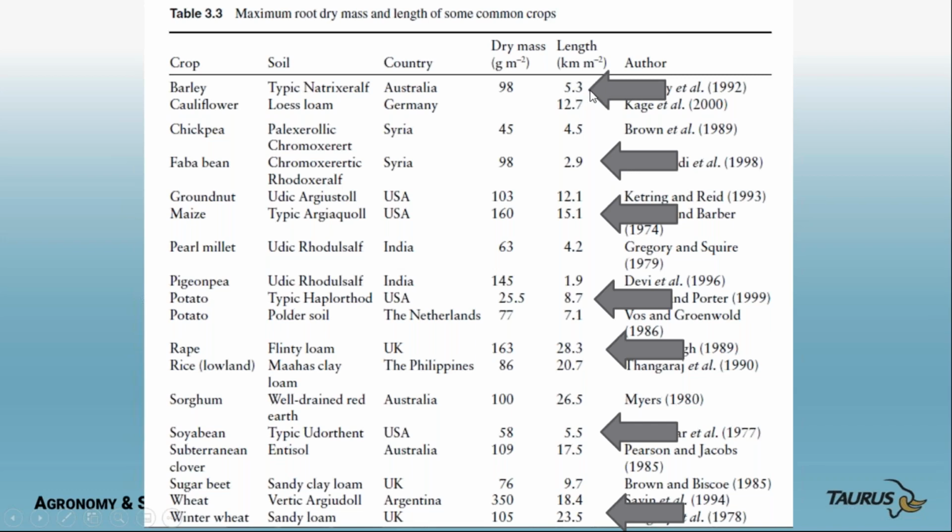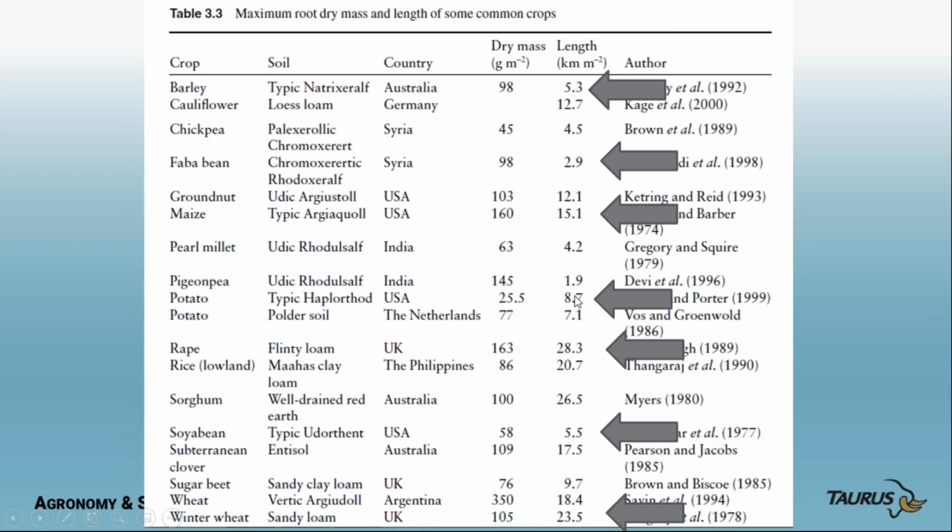So let's look at roots. And somebody actually figured this out. Kilometers of root per meter squared. So there's 5.3 kilometers in barley. I didn't point chickpeas, but you can take a look at one thing. Legumes have puny roots. Here's chickpeas at 4.5. Faba beans, that monstrous plant, with only 2.9. Maize has got a pretty good root.